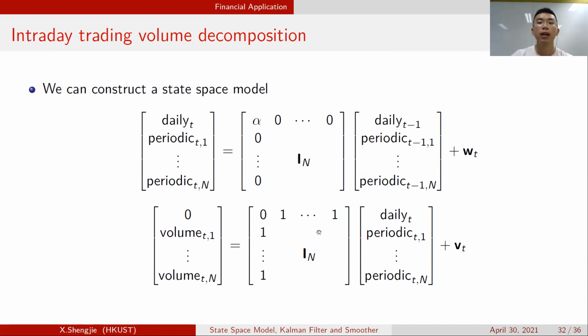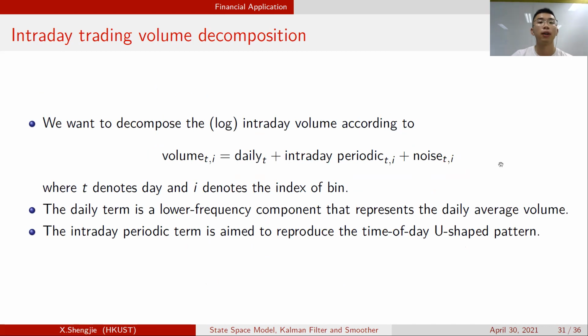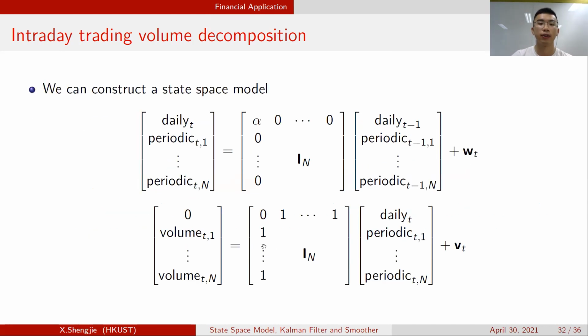And for the observation, it means each volume is a combination of a daily and a periodic term, because as we can see here from the additive model, daily plus a periodic. So here each volume is a daily plus one periodic. This is a diagonal matrix. And this is the way we construct a state-based model.